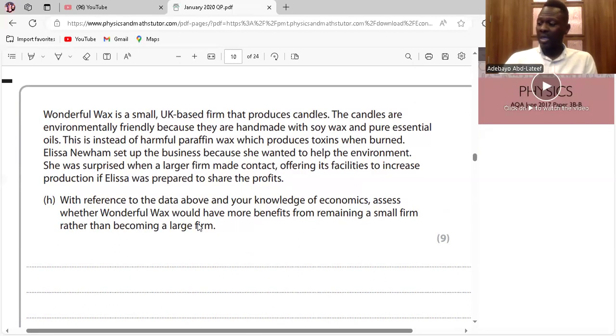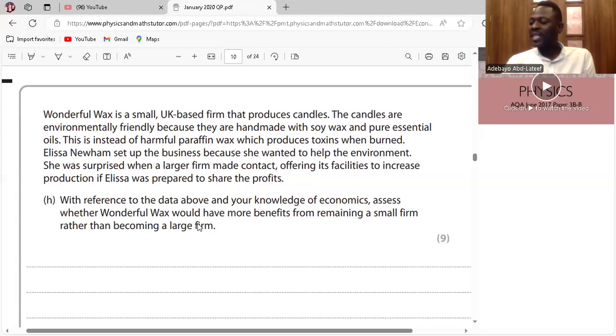One, small firms like Wonderful Works can offer personalized service. Offering personalized service means it will be able to meet the needs and wants of customers, because it can produce candles that meet customer specification. That's one, which large businesses will not be able to do. Large businesses don't have the time to offer personalized services. They go based on the general idea.